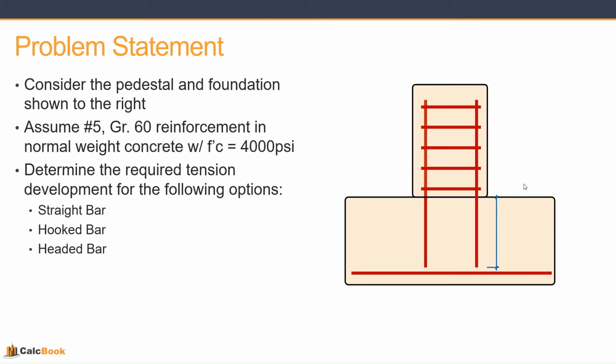Our problem statement today is going to be looking at this pedestal and foundation. Assuming we have number 5 grade 60 reinforcement with normal weight concrete with f'c equal to 4,000 psi, we're trying to determine the required tension development length for the following scenarios. If we have a straight bar, which is what is shown there, what that tension development length is into the foundation here. And then if we have a hooked bar, what the length is. And then if we have a headed bar, what the length is. So let's go ahead and open up CalcBook and we'll get started on the design.